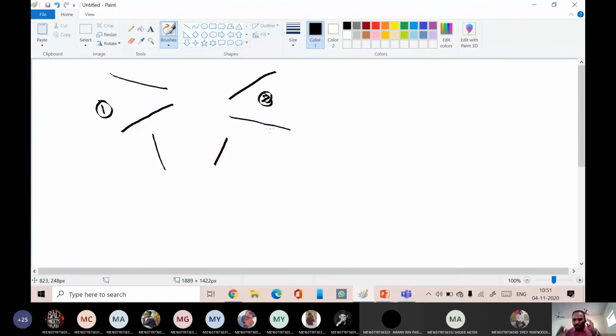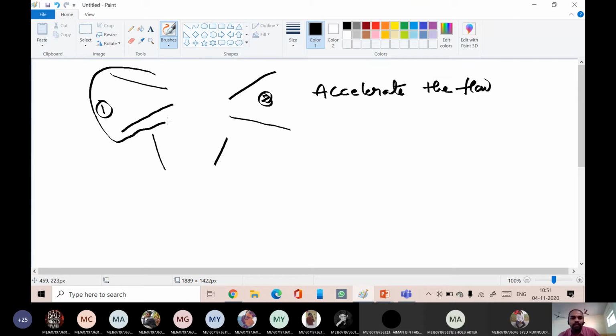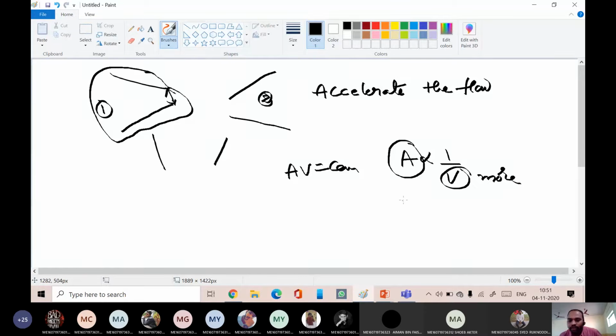So generally, so far we studied about the nozzle, and we assumed that it is used to accelerate the flow. In that case, we assume that the nozzle area should always be converging. Agree? If the area decreases, what happens to the velocity? AV is equal to constant, so A is proportional to 1 by V. If the area is less, velocity is more. Therefore, in that fashion, we assume that nozzles are always converging, but it's not correct. Nozzles may be either converging or diverging.